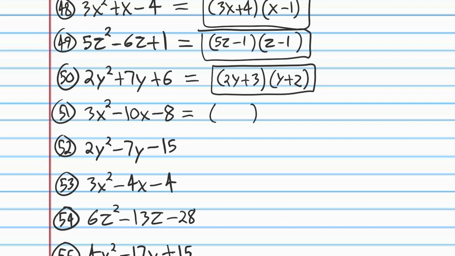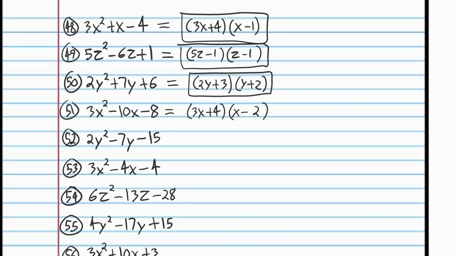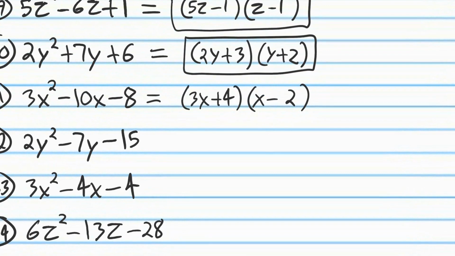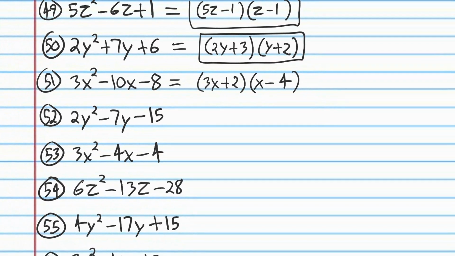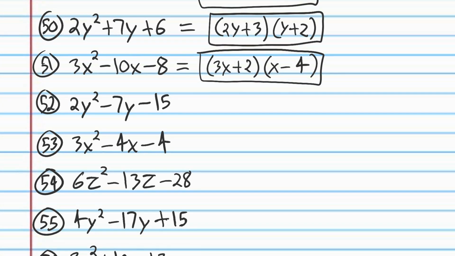All right, we're back. So it has to be 3x and x, and I'm going to try negative 2 and positive 4. So looks like that is not going to work. So I'm going to switch these around, and looks like that is going to work. And so that would be the answer. So if you got that answer, good job. All right, try number 52, and when you come back, we'll do it together.